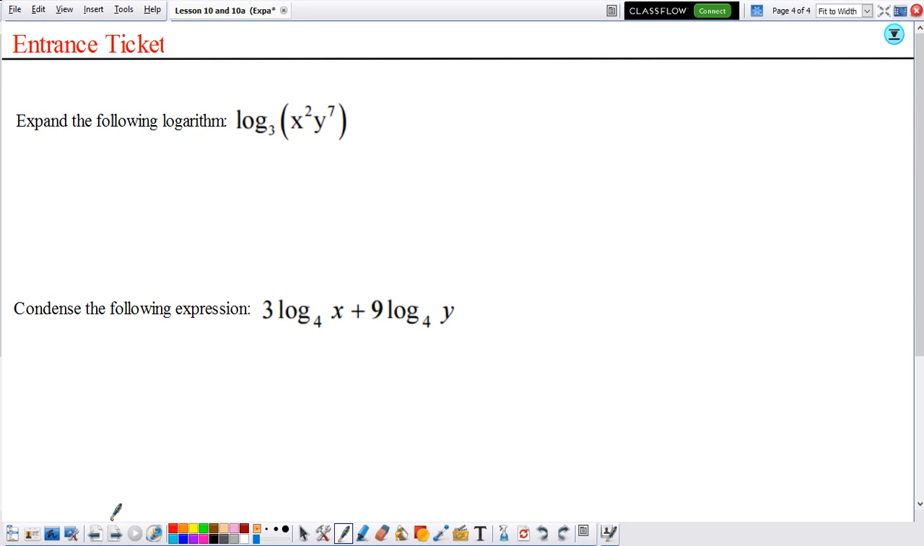So now, here's your entrance ticket. The first example here is just like the first video that you saw, which is expanding. And the second example here is like the second video, which is compressing.